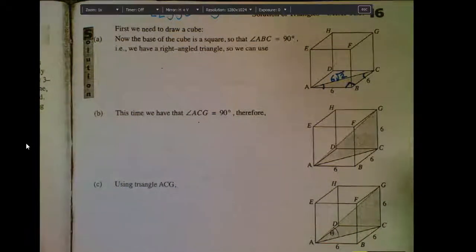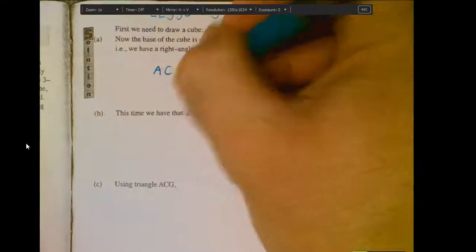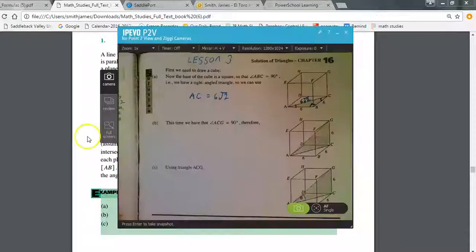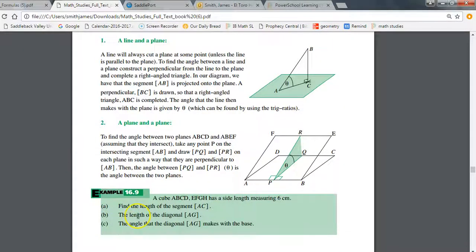So you could either use the Pythagorean theorem or a little 45-45-90 knowledge, and those would be the best ways of figuring out segment AC. Now for part B, let me go back to the other page so you can see it. It says, what is the length of diagonal AG?